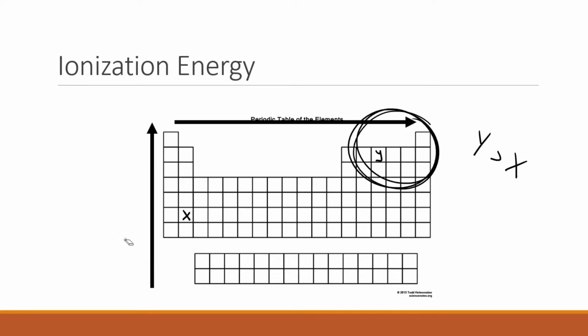And if you're ever asked to compare elements, the higher up it is, right? If I'm looking at X and Y, higher up means a higher ionization energy. More to the right means a higher ionization energy. Just finding them and looking at their placement on the periodic table gives you that information.